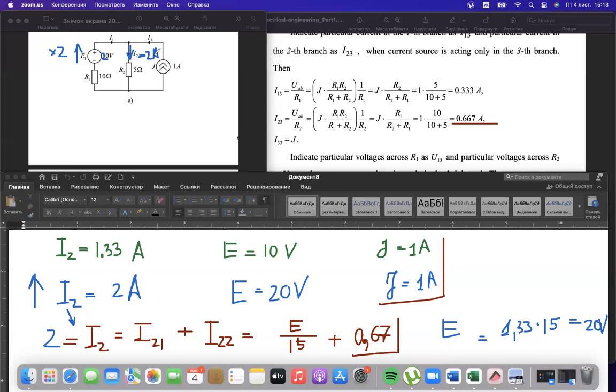For the second application, is everything okay? Is it clear? Yeah, it's clear.